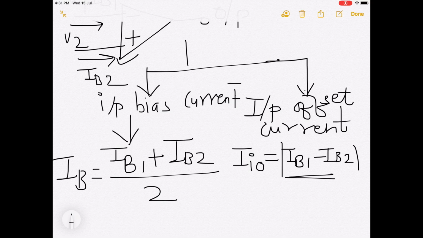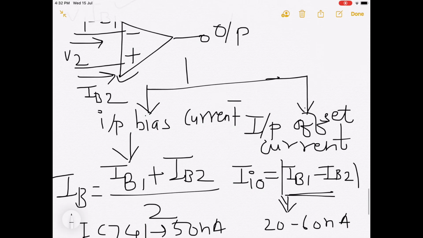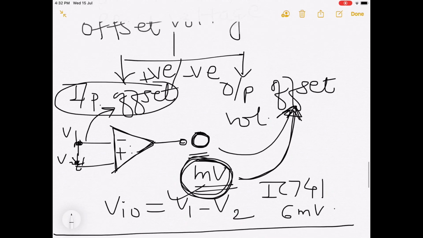Input bias current for IC 741 can be up to 50 nanoamperes, and offset current can be up to 20 to 60 nanoamperes. So, practically these values are there. Ideally it should be 0, it should be very low. So, this is another parameter.